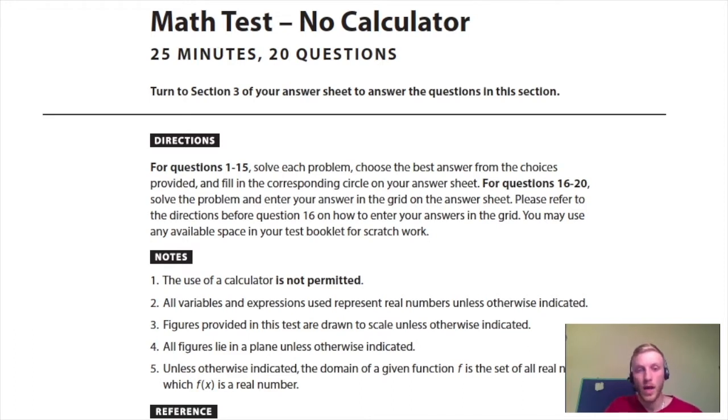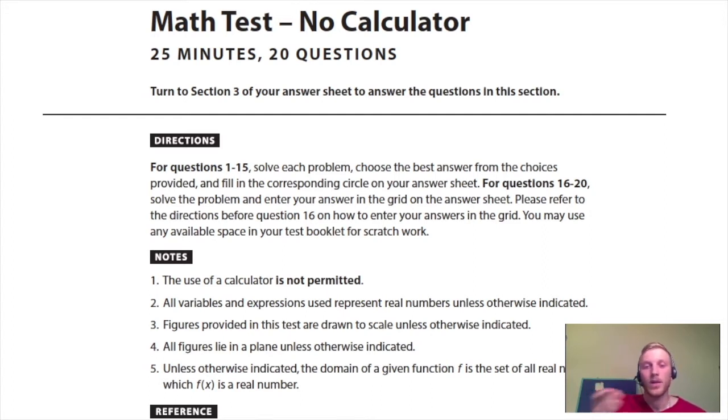So full disclosure, I have looked through this test already, but I have not taken it yet, so I don't promise to be perfect. But I do have a degree in math and work in the data science field, so I have a good bit of experience solving questions of this nature. So I'm going to try to be as accurate as I can in solving these questions, and more importantly, I'm going to try to be as efficient as I can.